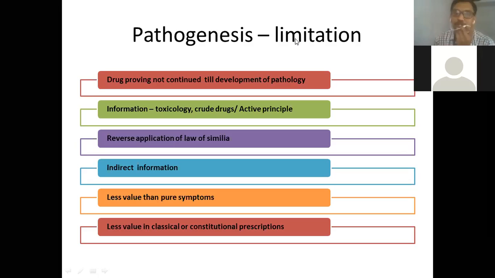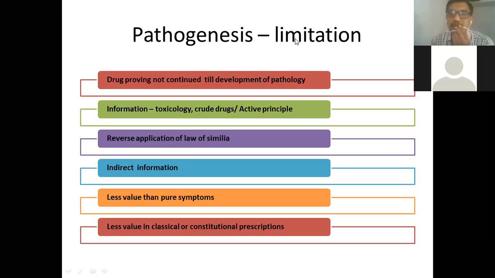So it is a very important limitation of this term. Then whatever information we are getting in the books of materia medica under this term pathogenesis, if it is not directly collected from the prover, then from where does this information come? This information comes from toxicology, from the accidental administration of crude drugs, and it mainly comes from the knowledge of active principles.